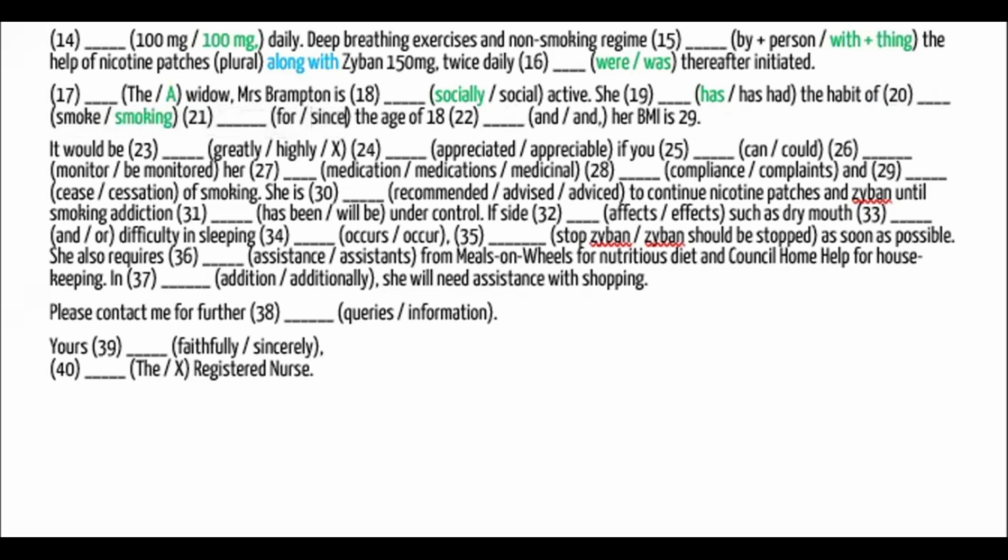Since the age of. Definitely, "since" is always about the starting point. Since the age of 18, and her BMI is here. The second "and," with a comma, is the correct one, because we are shifting the topic. It's about the habit, and it's about her BMI. BMI and habits are not really connected to each other, so they are not a continuation of the same thing.